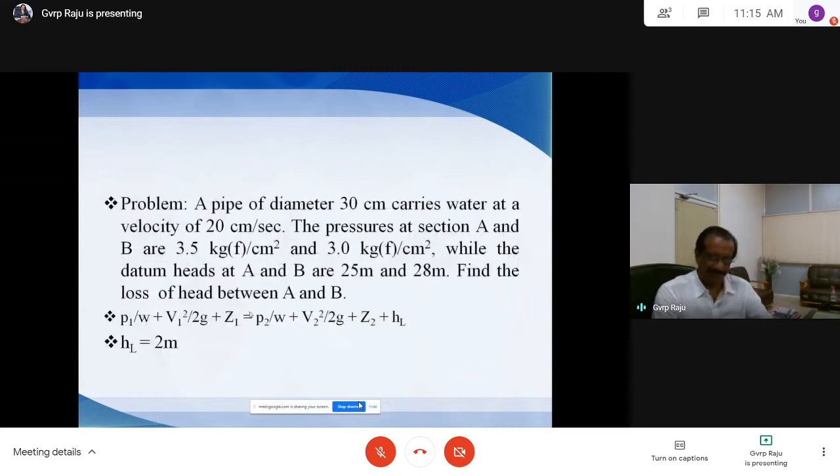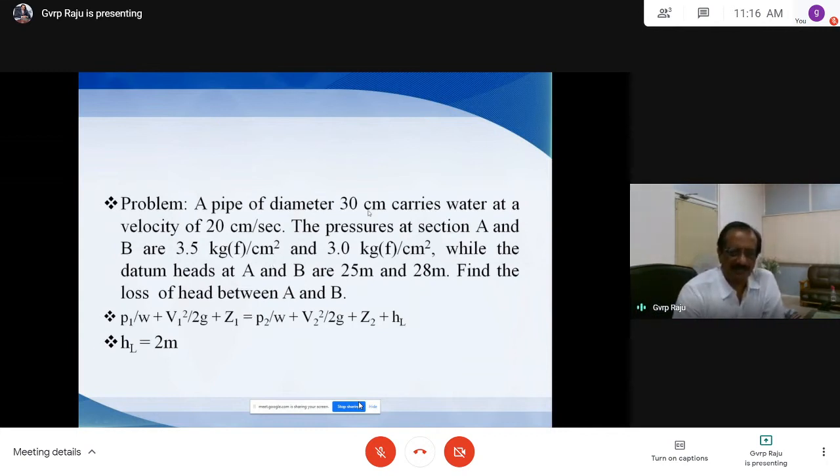The second problem. This is the problem under real fluids. P1 by W plus V1 square by 2G plus Z1 is equal to P2 by W plus V2 square by 2G plus Z2 plus HL. So you need to find out the loss of head here.